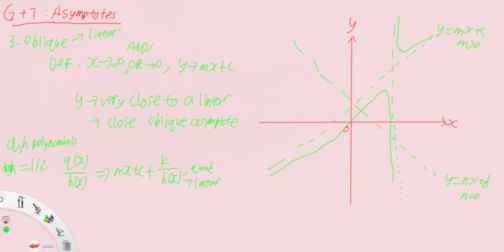So this is one particular example of oblique asymptotes, and it mainly comes from q(x) over h(x), where q and h are polynomials, where q is degree 1, 2, 3. Obviously, it really depends, but always be on the lookout for the form mx plus c plus k over h(x). So this is the third asymptote, and it's the last asymptote in the H2 Math syllabus. So yeah, we're finally done with asymptotes.